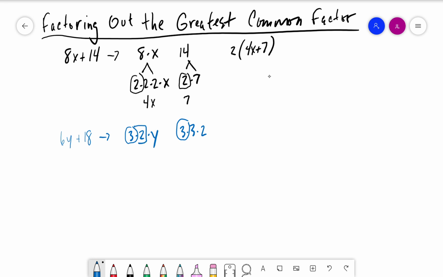We also have a 2 that's common between them. So we have 3 times 2 is equal to 6. We can factor a 6 out of both of these. And what we get is 6 times y plus 3. And if we distribute now to check our answer, 6 times y is 6y, 6 times positive 3 is positive 18. So this is what we do when we're factoring polynomials.